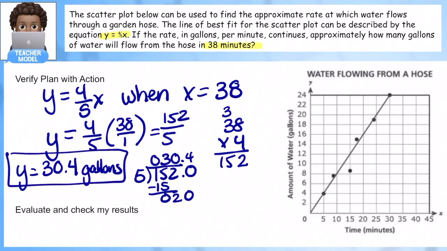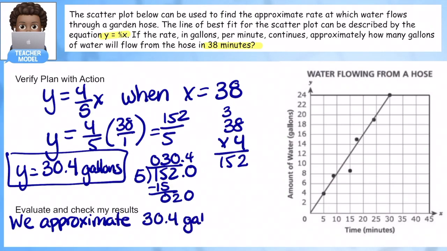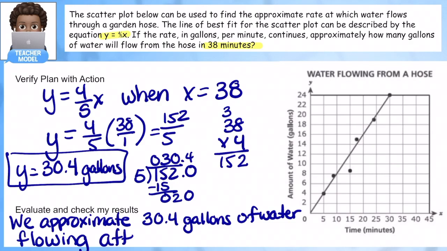So there's my answer. Let's put this as a full sentence. We approximate 30.4 gallons of water flowing after 38 minutes. And done. Hit pause so you can jot this one down into your notes.